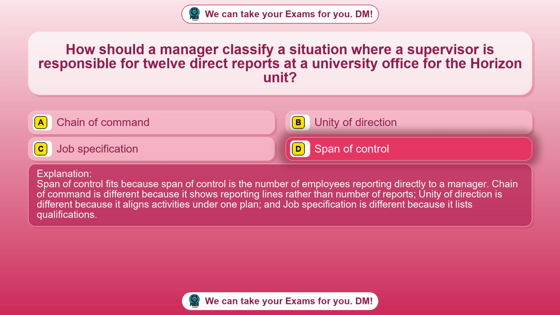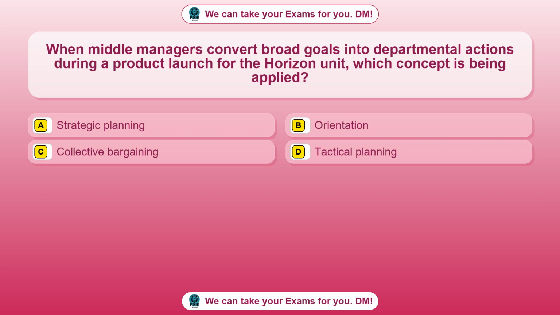Chain of command is different because it shows reporting lines rather than number of reports. Unity of direction is different because it aligns activities under one plan, and job specification is different because it lists qualifications. Question 60. When middle managers convert broad goals into departmental actions during a product launch for the Horizon unit, which concept is being applied?